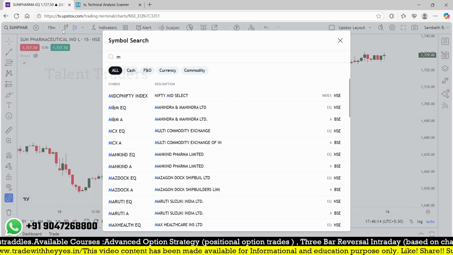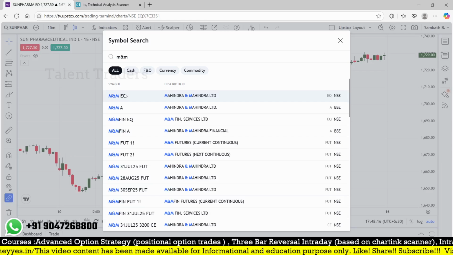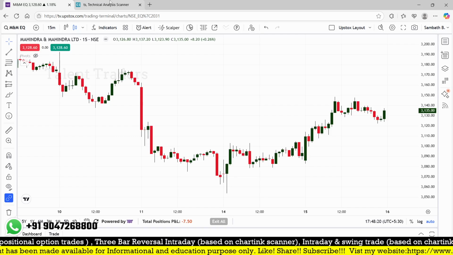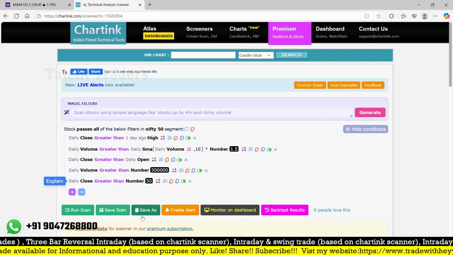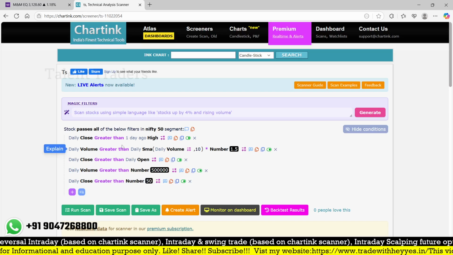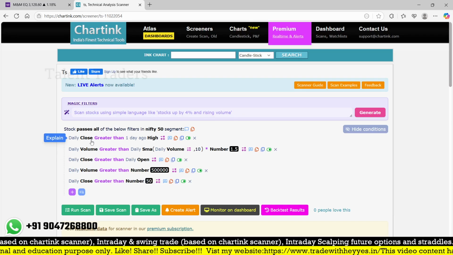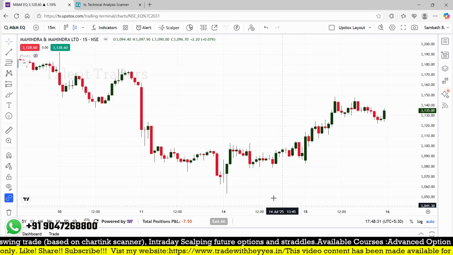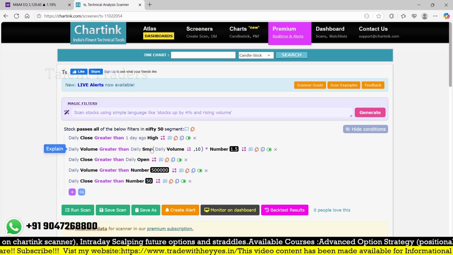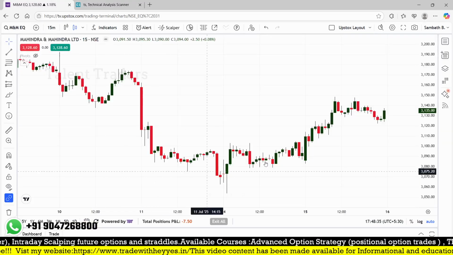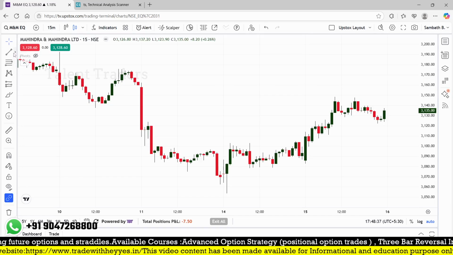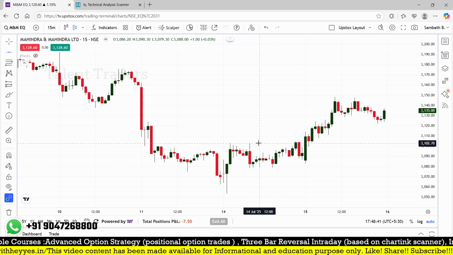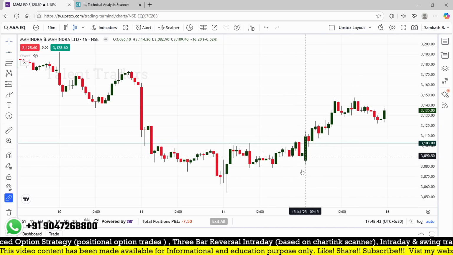After the end of the day the scanner was perfect, but in real time it can't work. Because of this condition, you need to understand the conditions. The first condition is that the closing of today should be above the previous day. For example, one day ago high. So the first condition is yesterday's high, that is the previous day high.